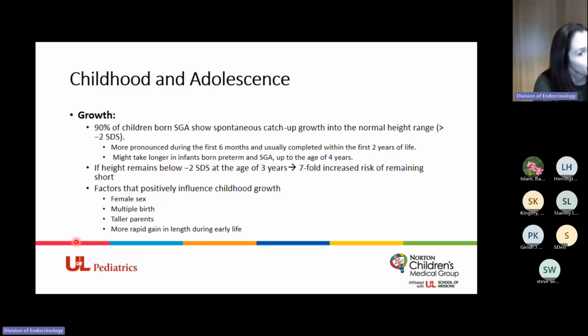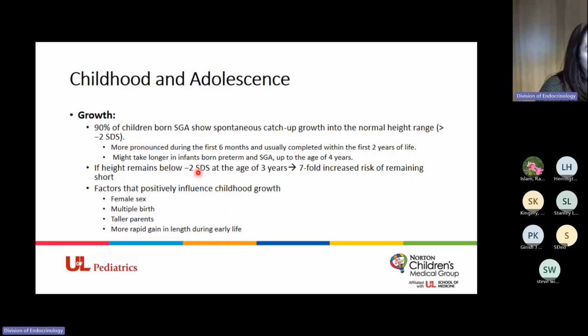Now, during childhood and adolescence, 90% of the children born small for gestational age will show catch-up growth into what is considered the normal range. So they just have to make it to the very low end of normal, like -2 standard deviations, to be considered normal and to be considered that they caught up.